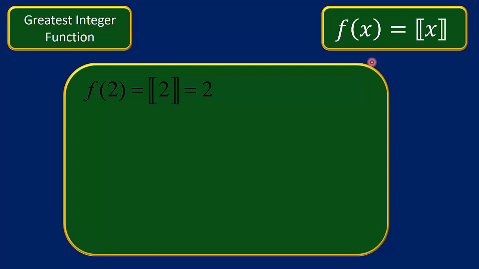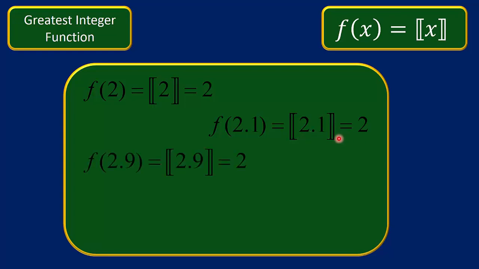So, for example, f of 2 would just be 2. Now, f of 2.1 would also be 2. Here's where I can talk about what this function does. What the greatest integer function does is it takes a value, like 2.1, and goes to the greatest integer less than or equal to that value. In other words, it goes to the left until it hits an integer. So for 2.1, if we go to the left, the first integer we come to is 2. So that's the value of this function.